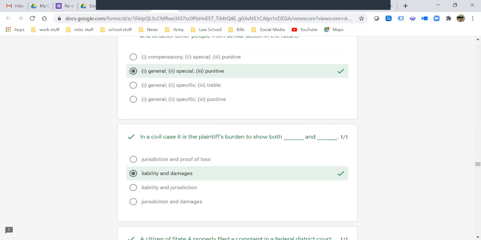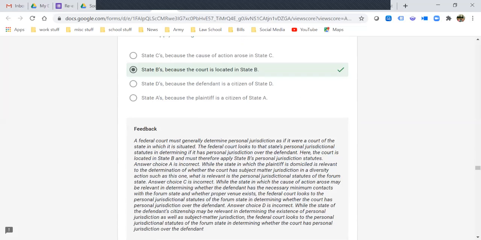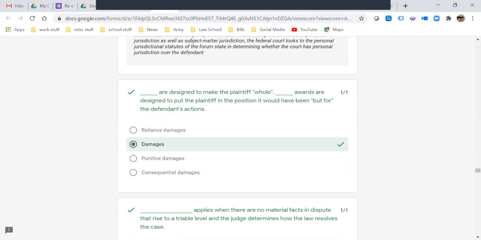All right, in a civil case, it is the plaintiff's burden to show both liability and damages. Makes sense? All right, damages are designed to make the plaintiff whole. Damages awards are designed to put the plaintiff in the position it would have been but for the defendant's action. I would actually write down this definition. I think it's a pretty good one. Again, damages are designed to make the plaintiff whole. Damages awards are designed to put the plaintiff in the position it would have been but for the defendant's actions.